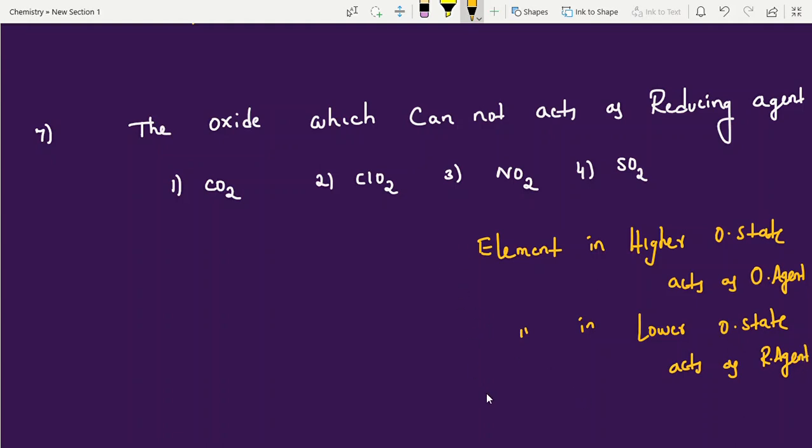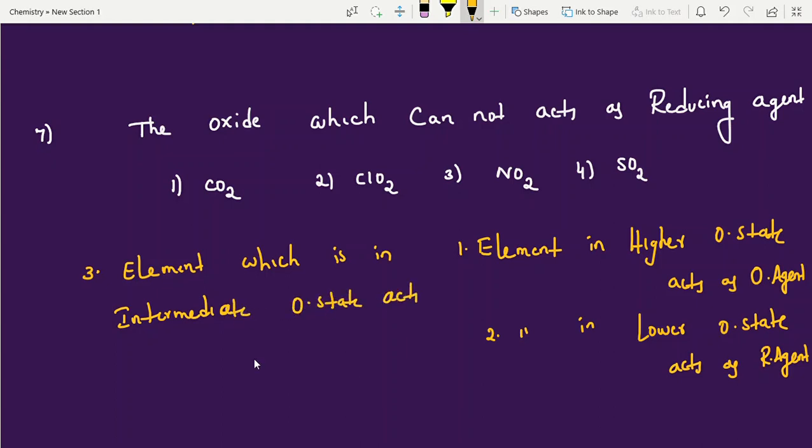Now, next one. I am writing the most important note points here. This is note point 1, this is note point 2, note point 3: an element which is in intermediate oxidation state acts as both oxidizing as well as reducing agent. This concept also I had clearly explained in the previous video, students.